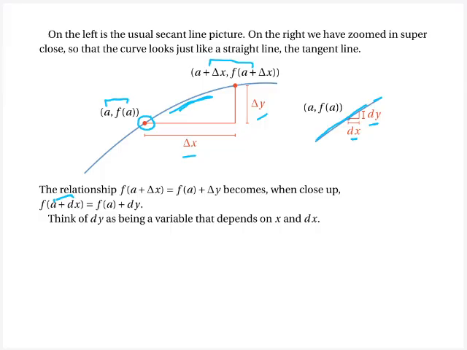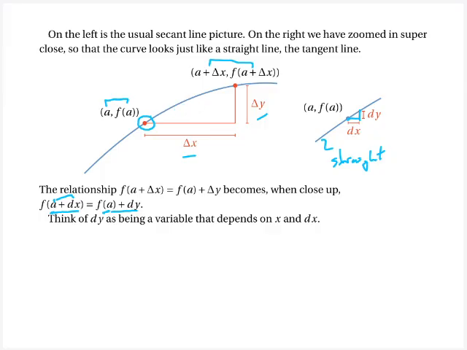If you start at a and you go some tiny increment in the input, then what happens is you bump up by dy. So if you start at an input of a, then of course you're at f of a. If you go some tiny increment in the input, you go up by a dy. So one way to think of dy is as a variable that depends on x and also depends on dx. Okay, so again, the difference between these two pictures is that this is a straight line, when this is obviously a curve.